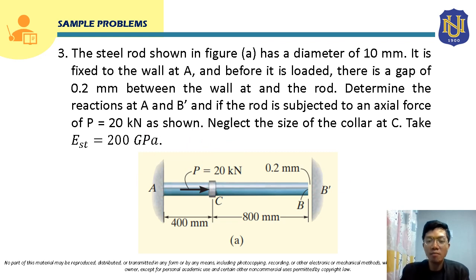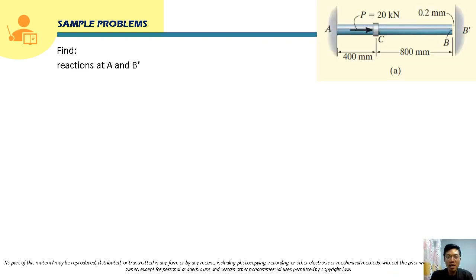So let's solve this problem. For this problem, we are going to solve the reactions here at A and here at wall B prime. But take note, class, that this reaction at wall B prime will only take place if this end B touches this wall. That's the only time that there will be a reaction here at B prime. Initially, this end B doesn't touch this wall, so initially there will be no reaction here.